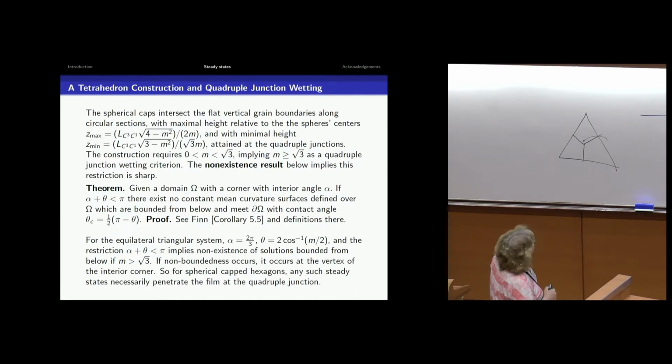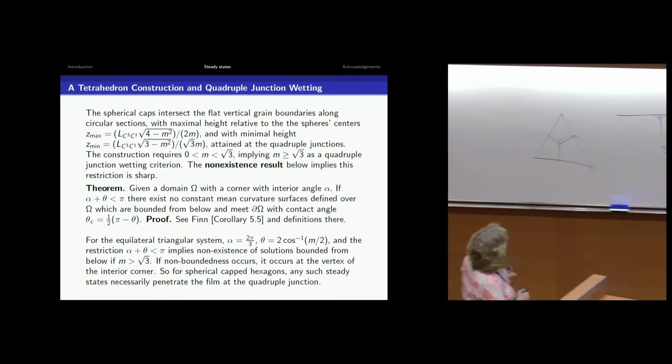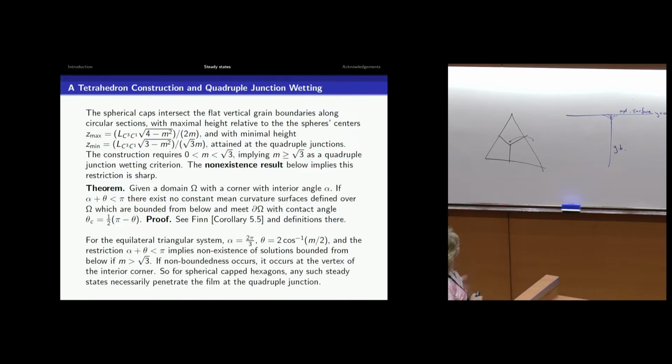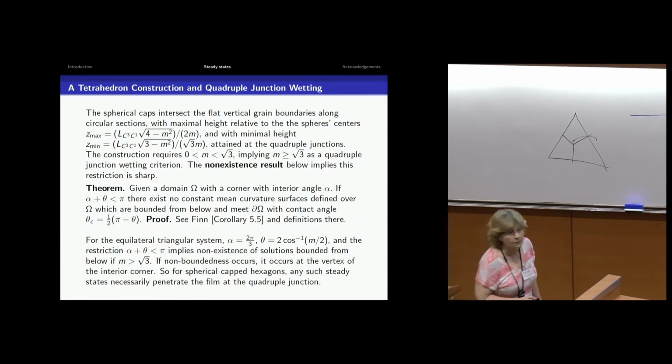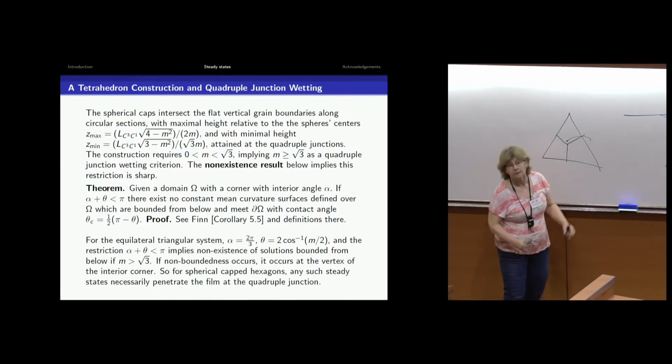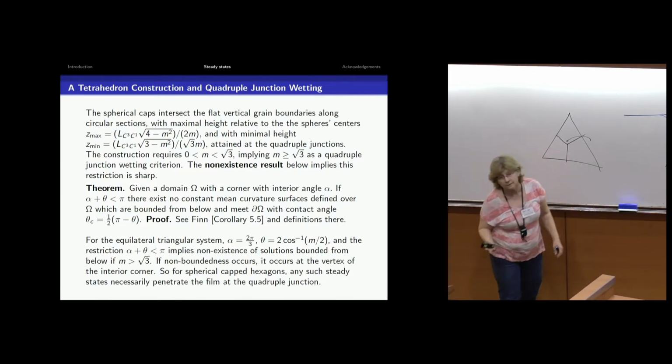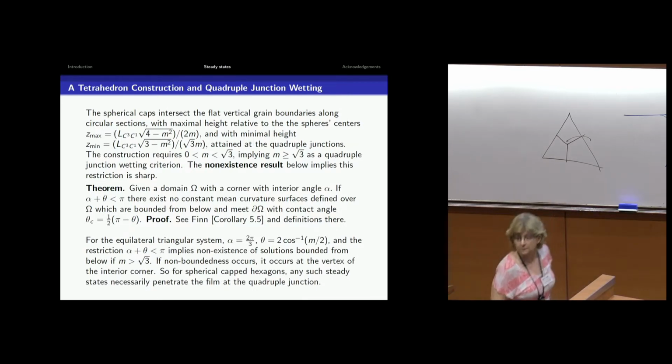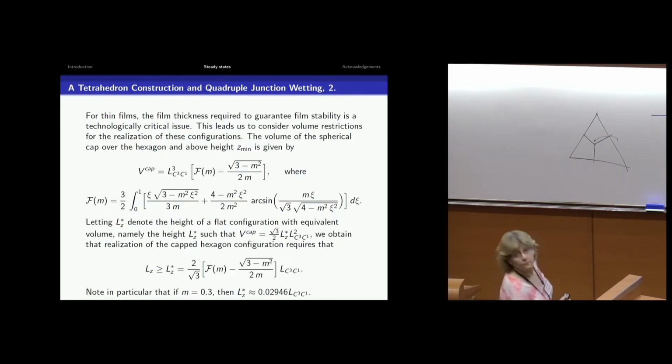And what does that mean? It actually, in fact, means that if m is greater than the square root of 3 and there is some solution existing, then it's necessarily not bounded from below. And not bounded from below really means that at the vertex, which is here, it really has to go through the surface, which is wetting, in other words. Okay, so it's some translation of capillary surface problems to the context of solid state wetting and dewetting.